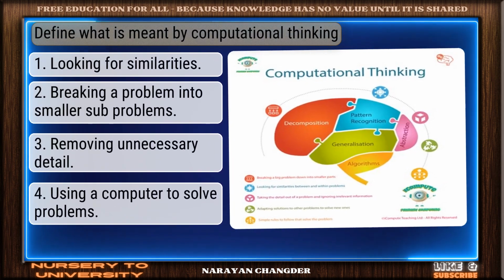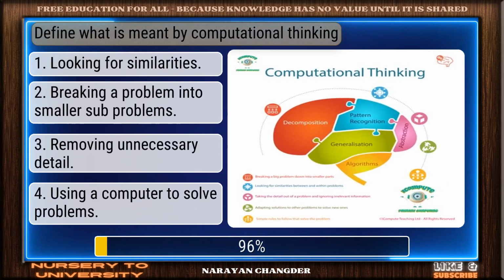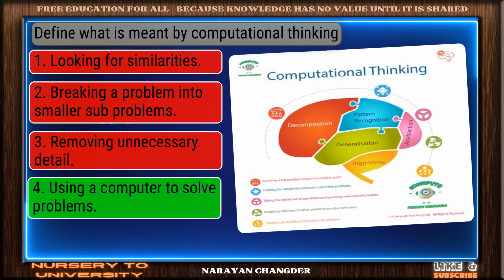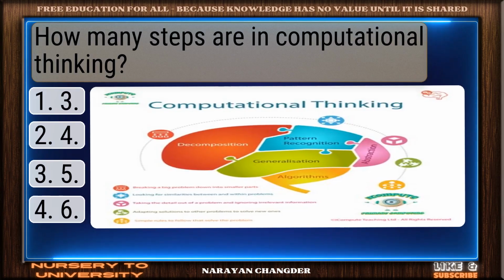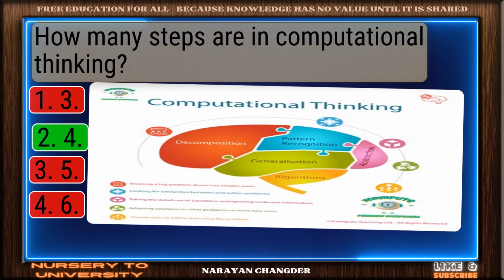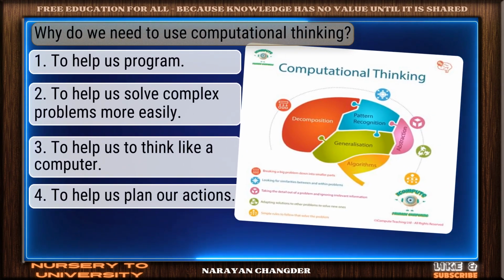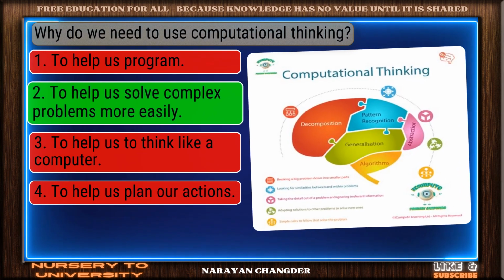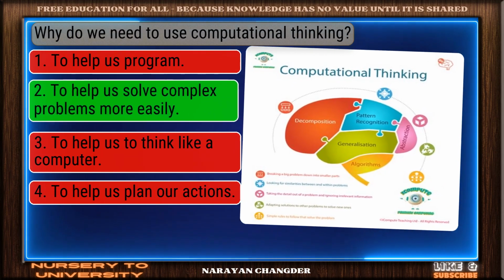Question number 58. Define what is meant by computational thinking. Great job. Using a computer to solve problems is the accurate answer. Question number 59. How many steps are in computational thinking? You're right. 4 is the correct answer. Question number 60. Why do we need to use computational thinking? Good job. Your answer, to help us solve complex problems more easily, works well here.